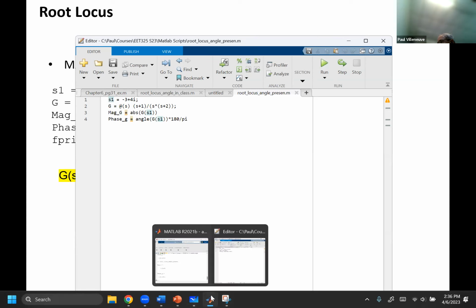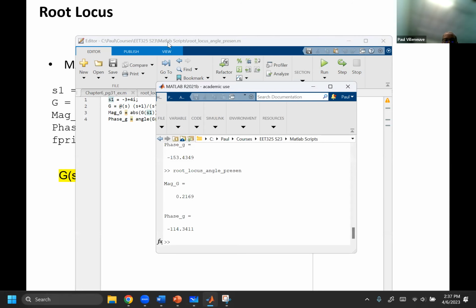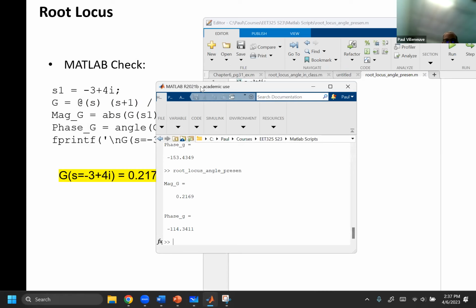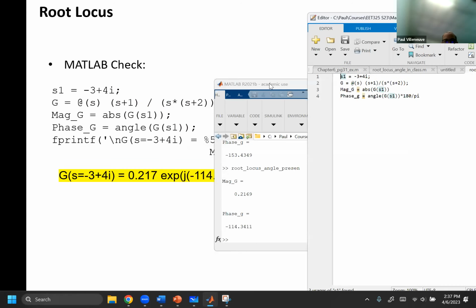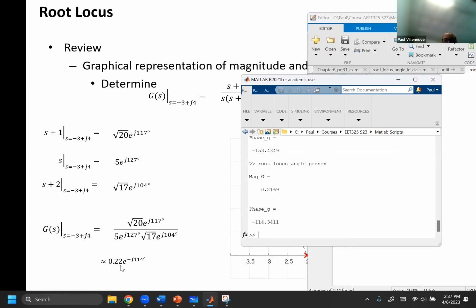And there it is. I'm sorry, 0.2169, 0.217 at an angle of -114.3. It is pretty much the exact same value I had by doing it manually, which is what we did at the last class. All right, everybody understand that process?